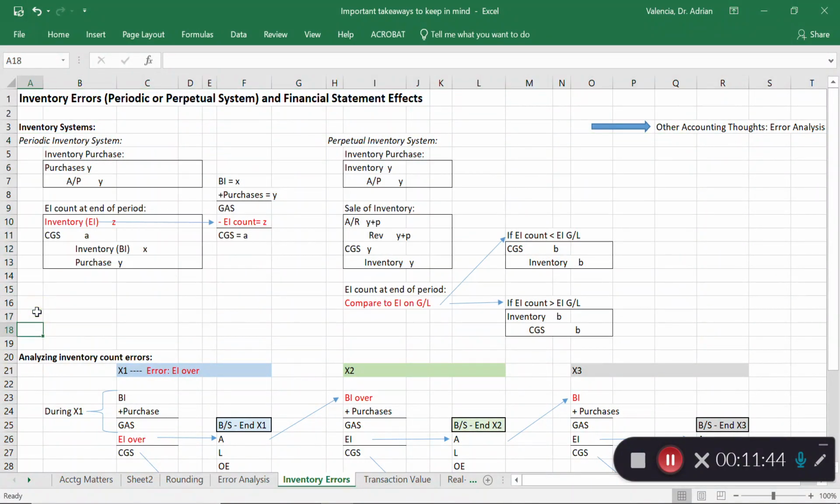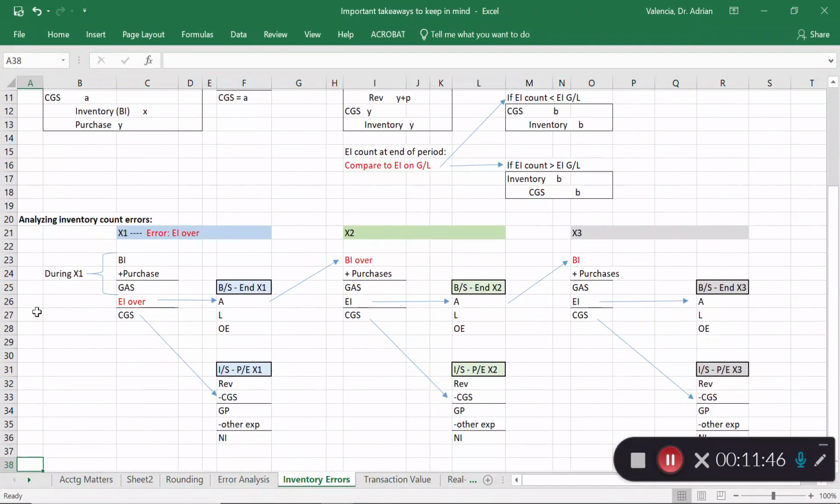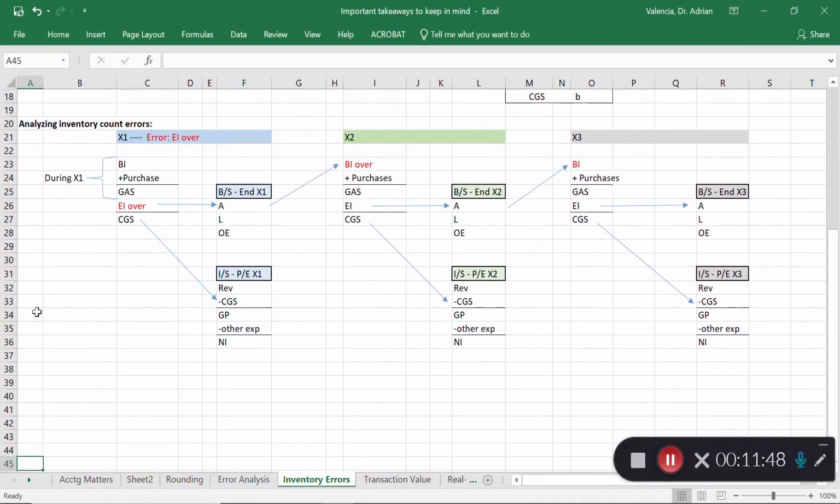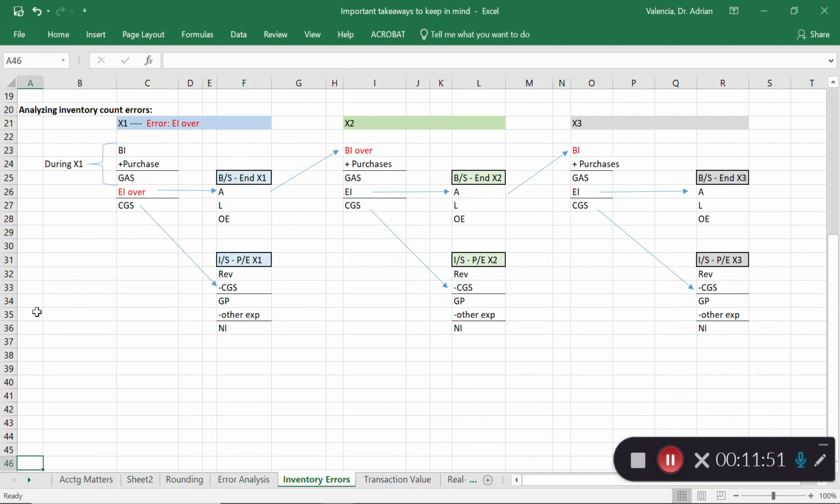All right, so now let's actually look at an example through the financial statements, now that we understand that it doesn't really matter if it's periodic or perpetual. So here are 3 fiscal years, X1 through X3. And we made one error in X1. We counted the inventory, but by mistake, we overstated. Maybe we counted some boxes twice or something, and that's what happened.